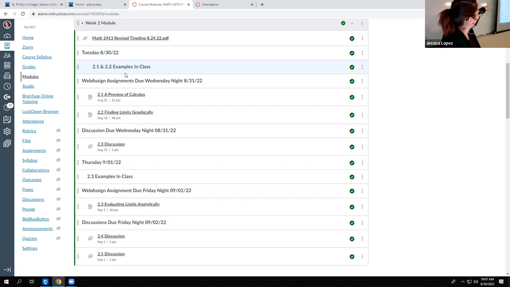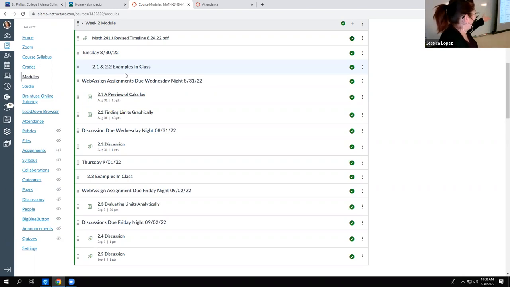And then Thursday, we'll continue. We'll talk about 2.3. I really only wanted to concentrate on that one section because there's a lot of algebra steps in 2.3, okay? And so I wanted to make sure that we had time to go through all of those algebra steps when we get to those examples, okay? And then eventually on Friday, the 2.3 will be due.